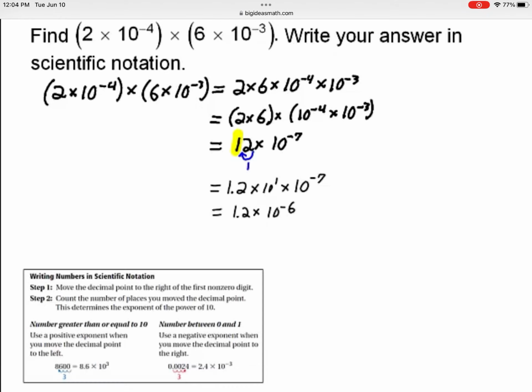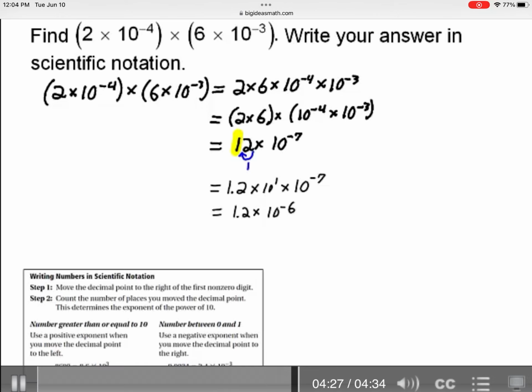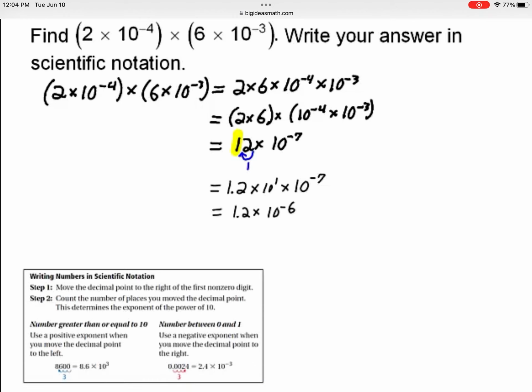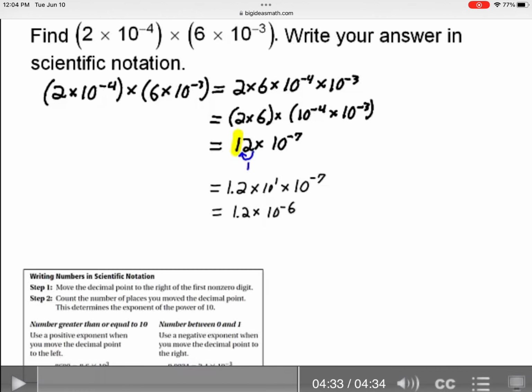This number is now in scientific notation, so the quantity 2 times 10 to the -4th times the quantity 6 times 10 to the -3rd is equal to 1 and 2/10 times 10 to the -6th.